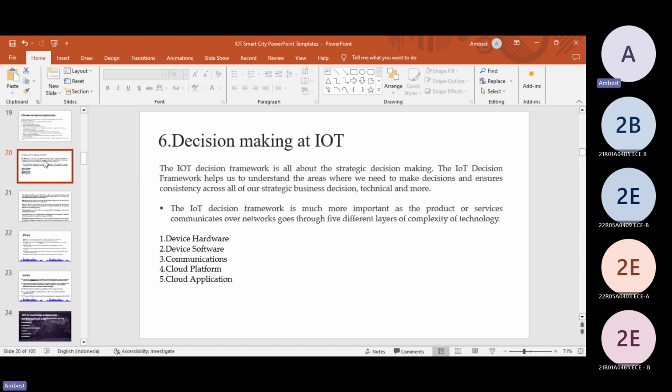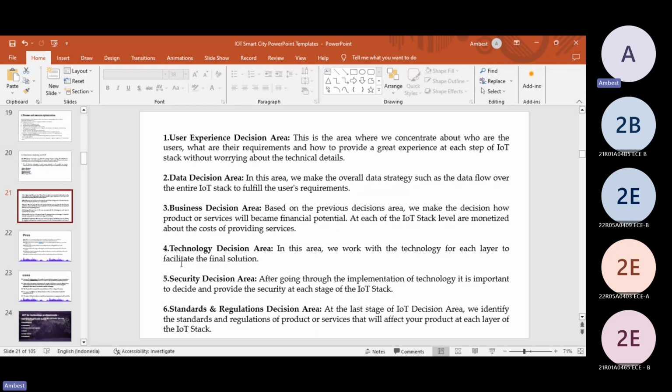So coming to the decision making, it is also a framework of strategic decision making. It has five things which form the framework: device hardware, device software, communications, cloud platform, and cloud application. And the decision areas are in six stages: user experience decision area, data decision area, business decision area, technology decision area, security decision area, and the final one is the standards and regulations decision area.